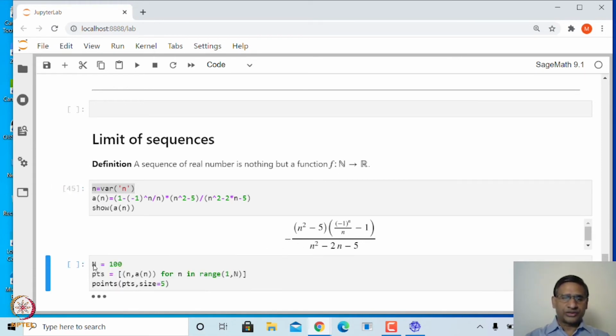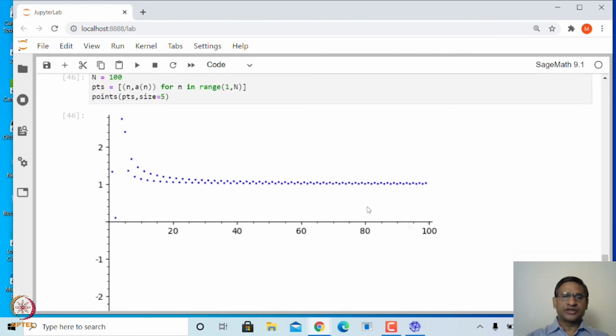So, if you plot, for example, the first 100 terms of the sequence, then we can say n is equal to 100 and the points are n comma a_n for n in range 1 to n. You should not say range n, because at 0 it is not defined here. Then you can use the option called points to plot these points. That is how the first 100 terms of the sequence look. You can see here that in the beginning it is quite random, but as we increase n, this is becoming somewhat closer to y equal to 1.